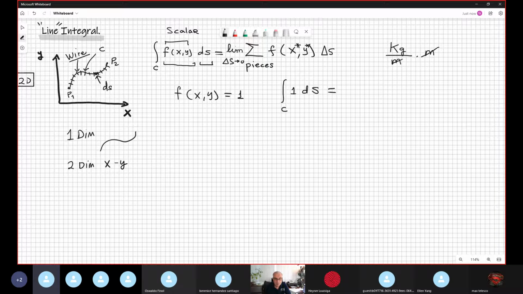So if the integrand is 1, when you multiply 1 times ds and you are doing the Riemann sum, what's the answer? Can we expect it?